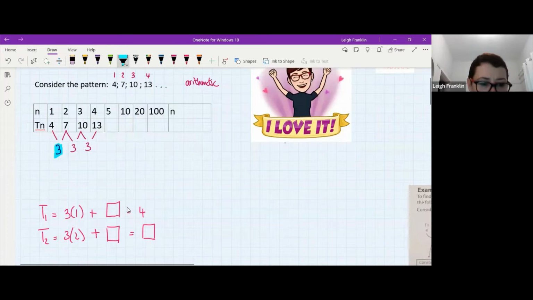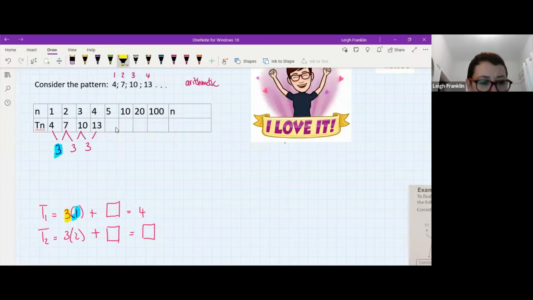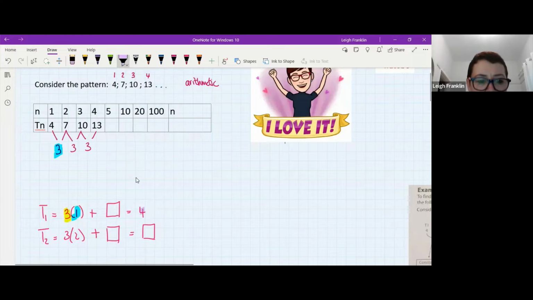In other words, this is what happens. 1 goes in, and we multiply it by 3, but we get out the number 4. The thing is, 3 times 1 doesn't give us 4. So there has to be something else happening here, and in this case, we're having to add on an extra 1.